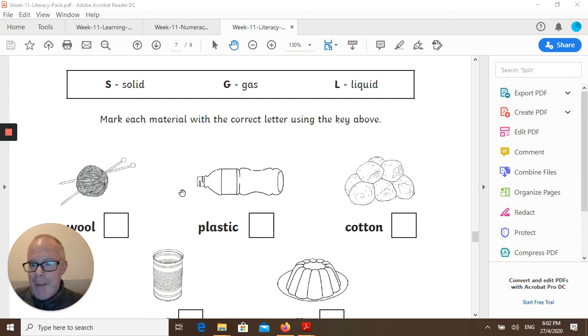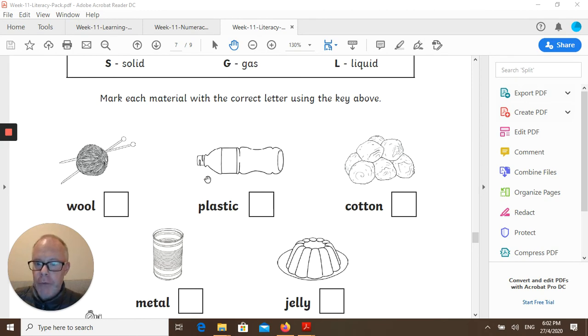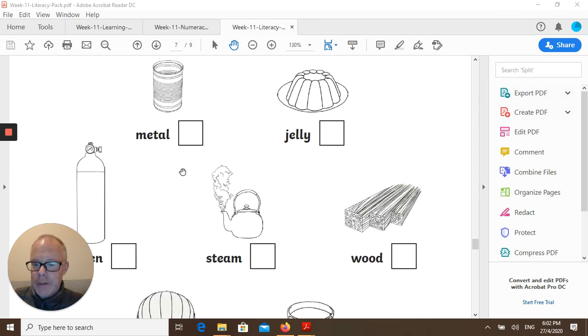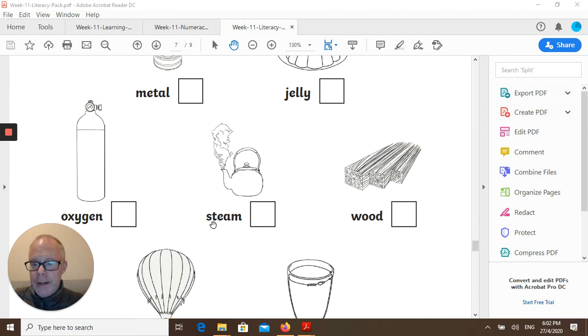Now, I'm not talking about the container. So, for example, yes, you've got a plastic bottle here. That's talking about the container. However, if I scroll down, we've got another word down here that says steam. So obviously this one's referring to what's coming out of the kettle, not the kettle itself, but what's coming out of the kettle. Likewise, this canister here, which says oxygen, we're not talking about the canister, we're talking about what's inside the canister. So please don't get confused.